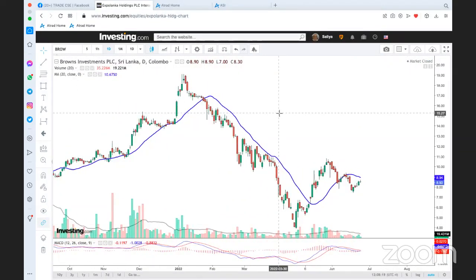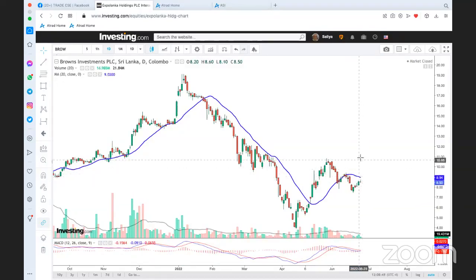Right. In the case of Brown's Investments also, there is a crossover above the 20-day moving average, came down, acted as a resistance line. The 20-day moving average acted as a resistance line, broke down, broke below this, came down, there was a reversal. Now, hopefully on its way to test the 20-day moving average.